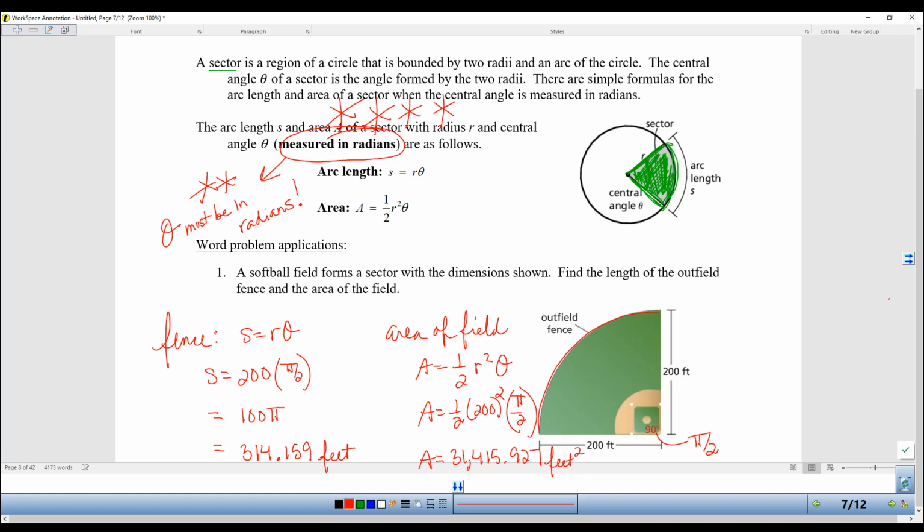Okay, so make sure these 2 formulas are in your appendix, but most importantly, put whatever stars, exclamation points, whatever you need to remind yourself that it has to be in radian measure.